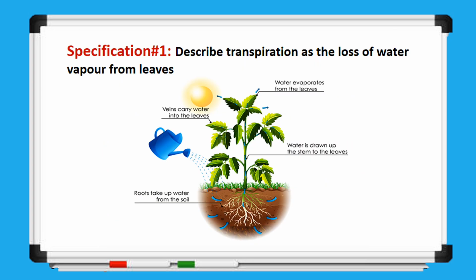So, we have the first specification number 1, which says, describe transpiration as the loss of water vapor from leaves. Transpiration begins when water evaporates from the surface of the leaves into the surrounding air. To replace this lost water, the veins in the leaves transport more water from within the plant. This water is drawn upward through the stem from the roots, creating a continuous flow. The roots, in turn, absorb water from the soil to maintain this supply.